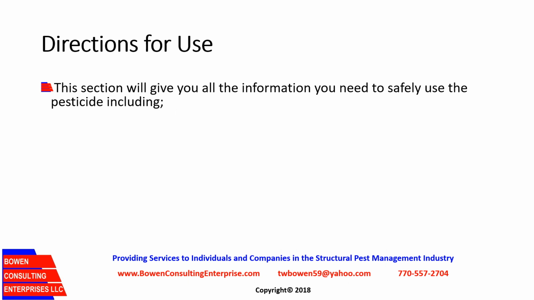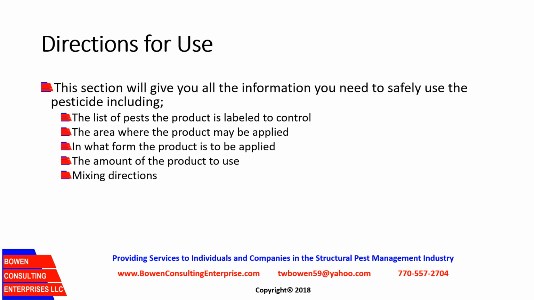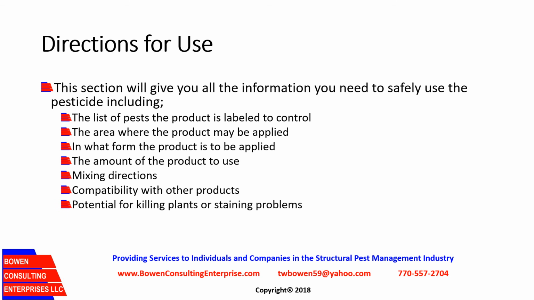The Directions for Use section will give you all the information you need to safely use a pesticide, including a list of the target pest for which the pesticide can be used to control, where you can apply the product, what type of formulation the product is to be applied, the amount to be used, how to properly mix the pesticide, whether or not the pesticide can be mixed with other pesticides, the potential for killing plants or causing staining problems on surfaces, when you should apply the product, as well as what type of application equipment to use.